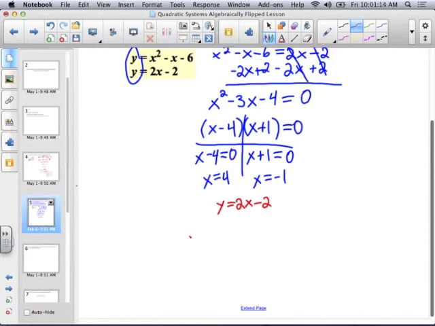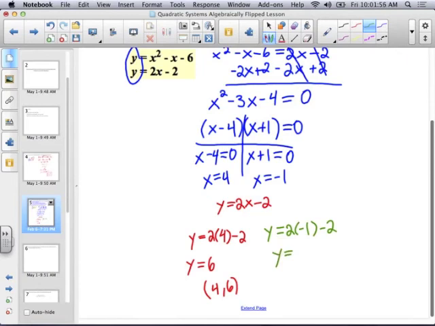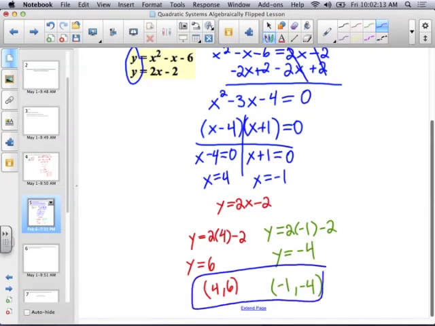Okay, and one at a time, substitute in 4 and then negative 1. So the one on the left becomes y equals 2 times 4 minus 2. And that gives me a y value of 6. Which means one of my points of intersection is 4, 6. Okay? And my other point of intersection, using the same equation, would be y equals 2 times negative 1 minus 2. And when I simplify that, it gives me negative 2 minus 2, so y equals negative 4. Which means my other point of intersection is negative 1, negative 4. So my solutions are 4, 6, and negative 1, negative 4.